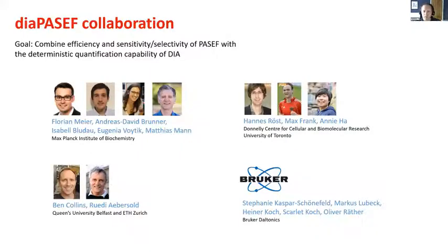This project is led by Florian Meier in the Mann lab, pictured top left there, and then Hannes Röst and his group at the University of Toronto are developing the data analysis pipeline. I started this when I was still in Zurich with Rudy, and now we're continuing to work on this in my new lab in Belfast. And Bruker have done, of course, all the work to implement all these new scan modes on the timsTOF Pro instrument.